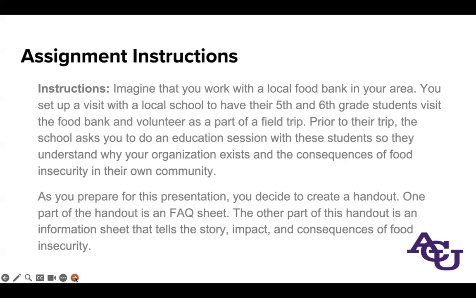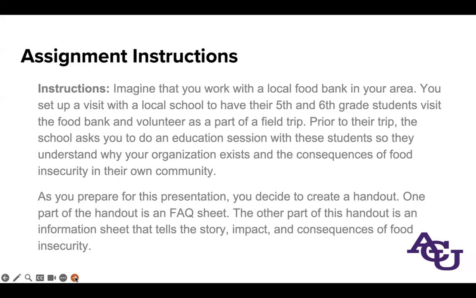You work with a local food bank. You then set up a visit with a local school to have their 5th and 6th grade students visit the food bank and volunteer as part of a field trip. Prior to their trip, the school asks you to do an education session with these students so they can understand why your organization exists and the consequences of food insecurity in their own community.